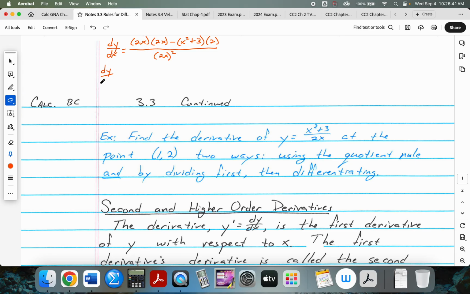So then dy/dx evaluated at x equals 1 is going to be equal to 2 times 2 minus 4 times 2 all over 2 squared. So it's 4 minus 8 is negative 4 over 4 is negative 1.